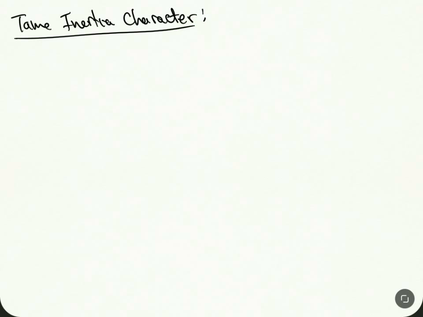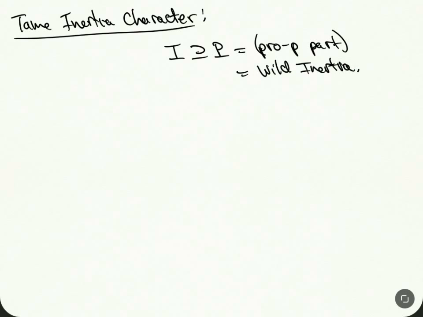So again, there's kind of two parts to the inertia. So let me just say that this is about the tame inertia character. That's what we're going for here. Okay, so this inertia has this pro-p part inside of it. This is the pro-p part, and this is the so-called wild inertia. And if we take the quotient by that, this is the so-called tame inertia. All right, and this is the thing that we understand well. The wild inertia is the thing that we don't understand well.